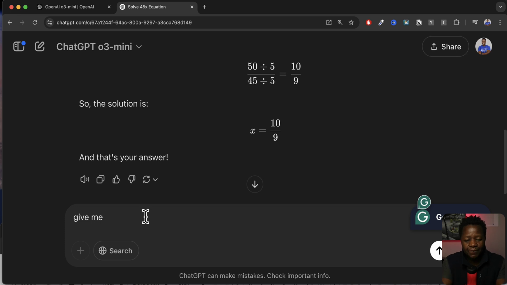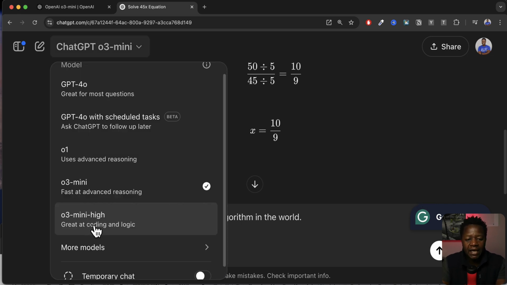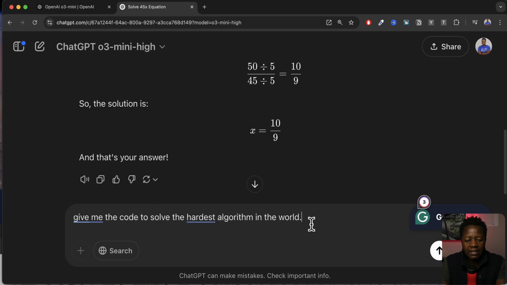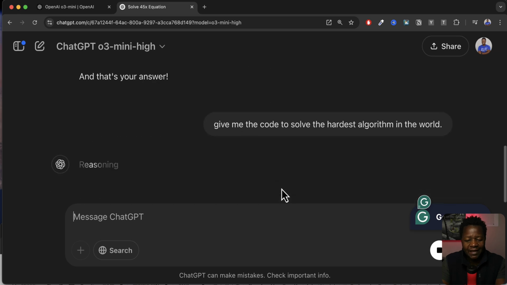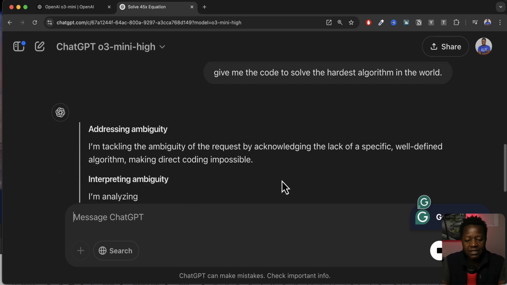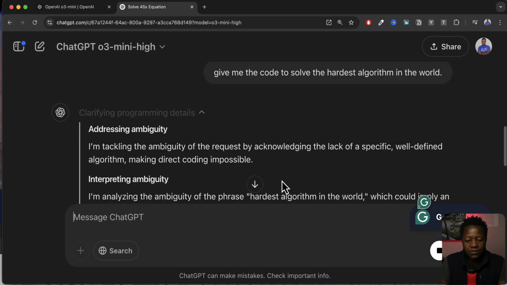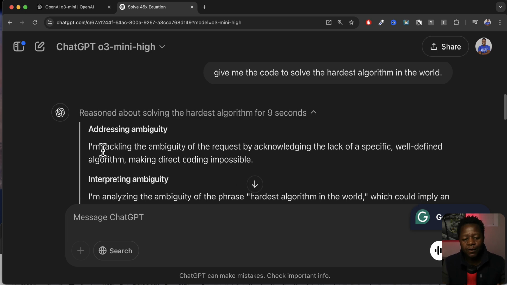And I can say give me the code to solve, let's say, the hardest. This is very open-ended, and what I can do also, I can come here of course and use this one that is known for coding and logic. Maybe this is probably better. Now again, this wasn't scripted or anything, so I'm just going to check this out and see if this works. And it's going to go ahead and reason. And it's not quite fair because there are so many really tough algorithms there.